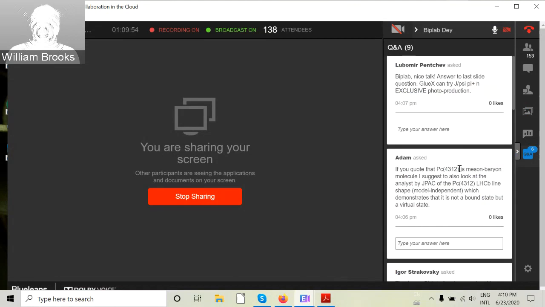Answer to the last slide question is GlueX can try J/psi pi plus in exclusive photoproduction. Okay. I thought that you could not detect the neutron. That's what I meant. Yes, it is exclusive. It's just reconstructed as a missing particle, right? Yeah, I think GlueX doesn't have a dedicated neutron detector, but every calorimeter. I understand. Right. I also meant exclusive photoproduction as well. It's just that within brackets is that this particle is not detected. Yeah. I think we're talking about the same thing.